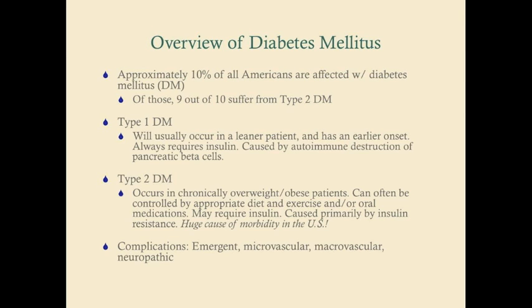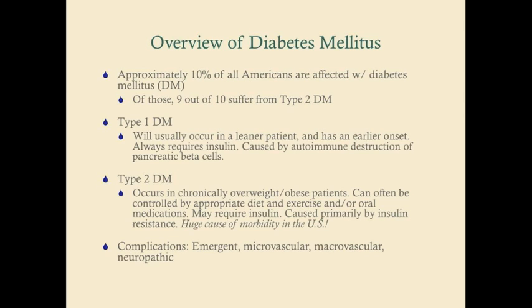Also, because of the obesity pandemic, type 2 diabetes has been starting to occur in younger patients, even children. So to call it adult onset diabetes would also not necessarily be accurate.